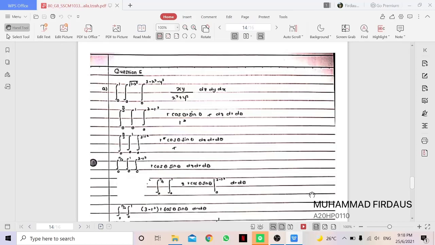When we use cylindrical coordinates, we must change the equation. For x, we change to r cos theta. For y, we change to r sin theta. And for x squared plus y squared, we change to r squared. For the dz dy dx, we change to r dz dr d theta. And the limits we also change. First, 3 minus x squared minus y squared, we change to 3 minus r squared.